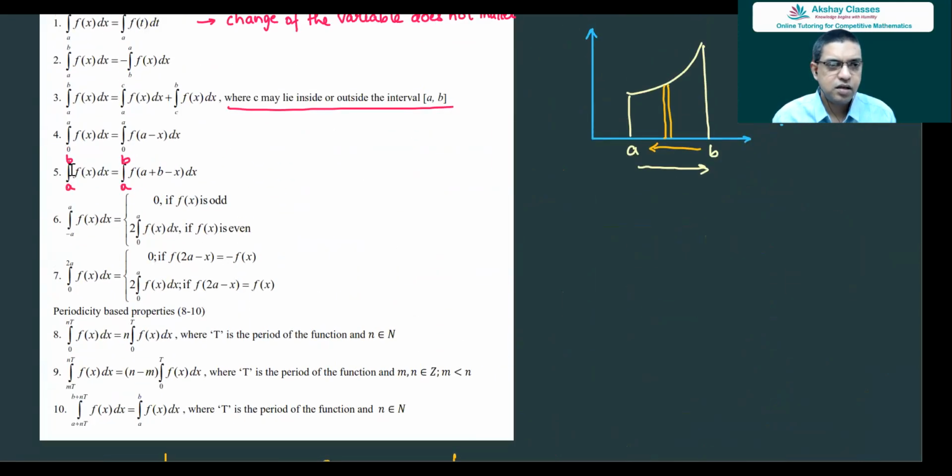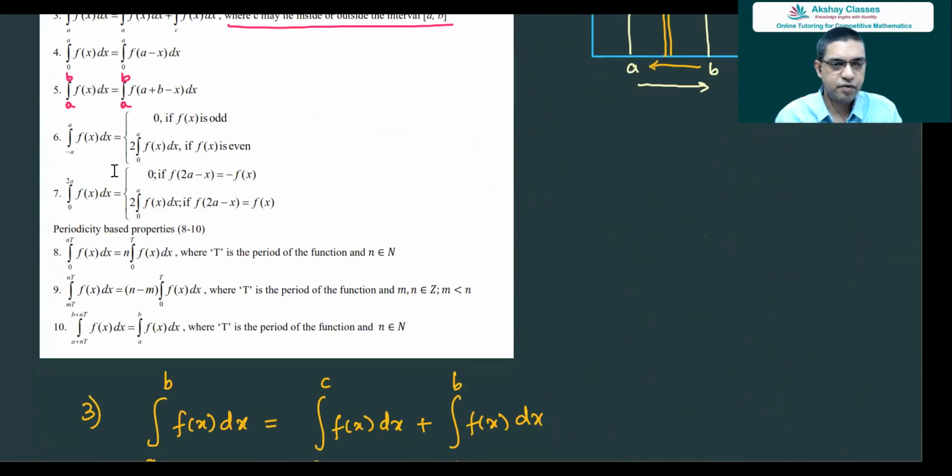Next, integral 0 to a f of x dx is equal to integral 0 to a f of a minus x dx, and integral a to b f of x dx is equal to integral a to b f of a plus b minus x dx. Then two very, very important integrals. Integral minus a to a f of x dx is twice integral 0 to a f of x dx if f is even, or is equal to 0 if f of x is odd.